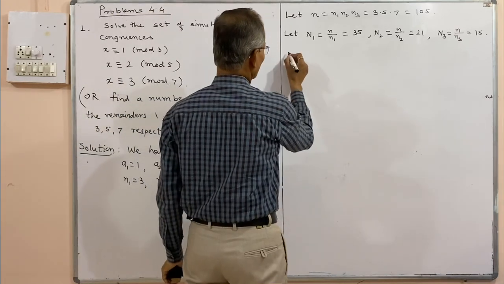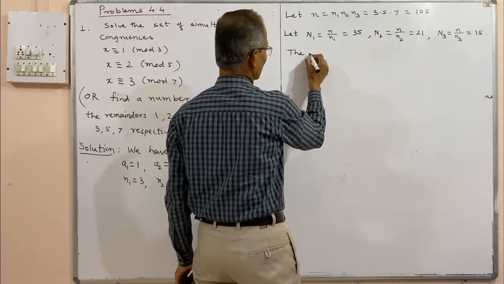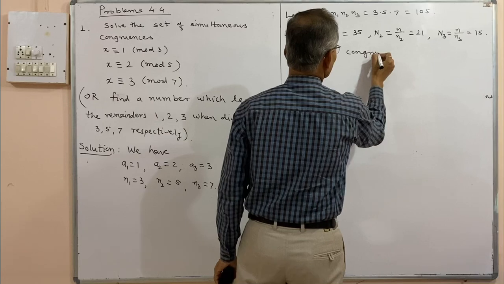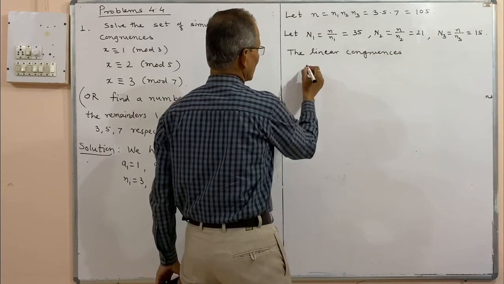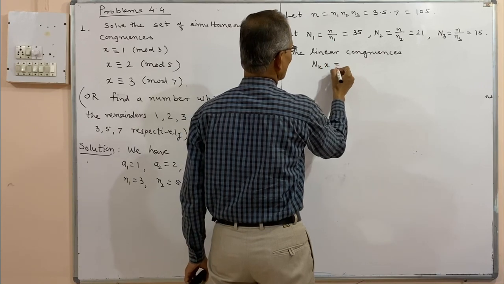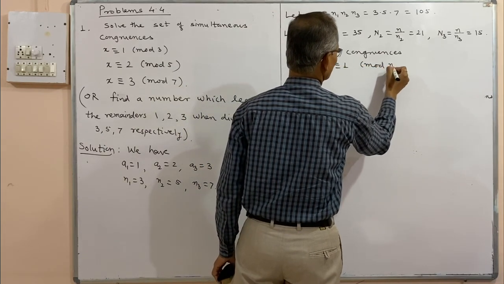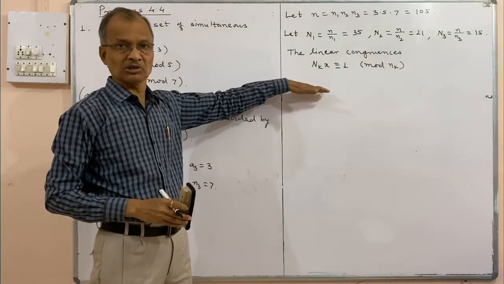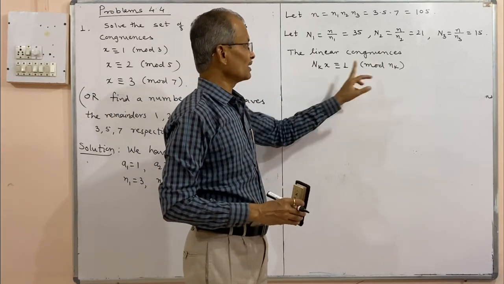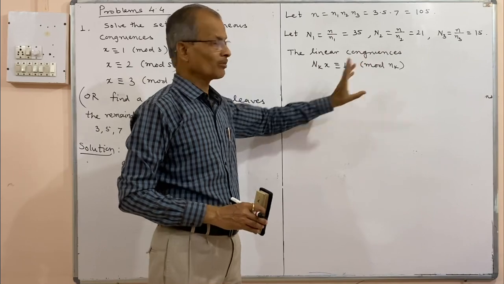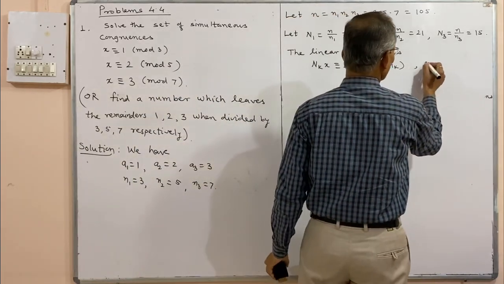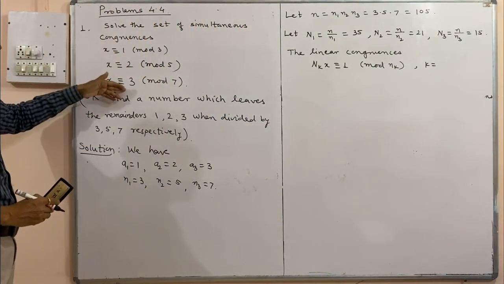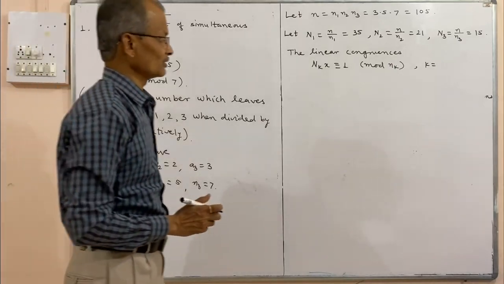So the procedure of forming N and capital N is simple. Now we have to solve the linear congruences Nk x congruent to 1 modulo nk. This congruence, as we have claimed in the theorem, has a unique solution because capital Nk and small nk are relatively prime. And here k takes values 1 to r, which means three values. Three congruences are there, 1, 2, 3.